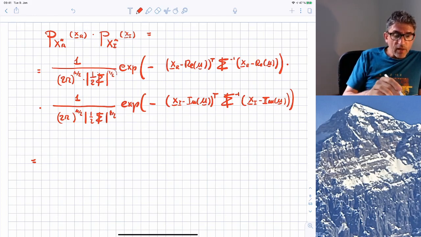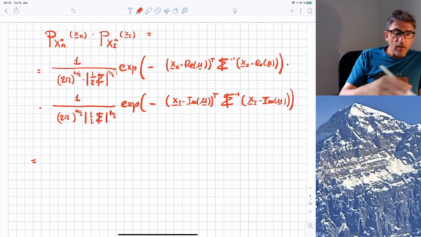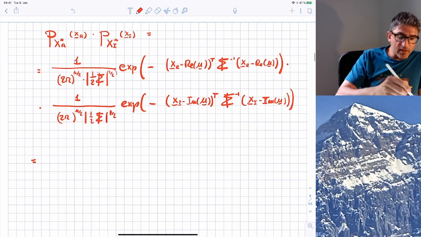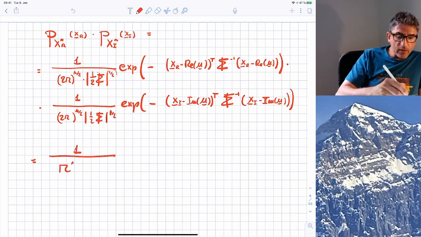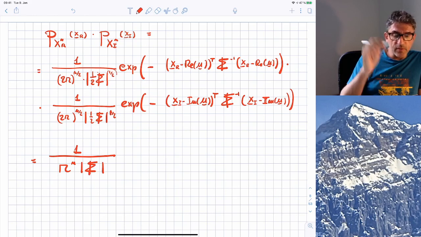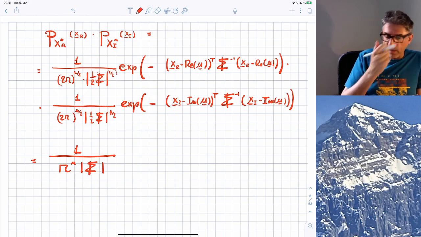So we have 1/2 to the n-half here, that is simplified with the 2 to the n-half here, and the same thing on the other side. So we have pi to the n-half times pi to the n-half makes pi to the n. So at the end we have pi to the n times the determinant of sigma, because you have a square root of the determinant of sigma here and a square root of the determinant of sigma there, and you get just the determinant of sigma.